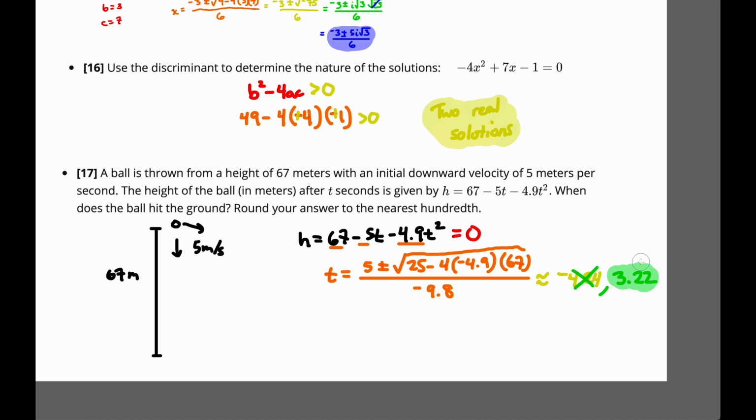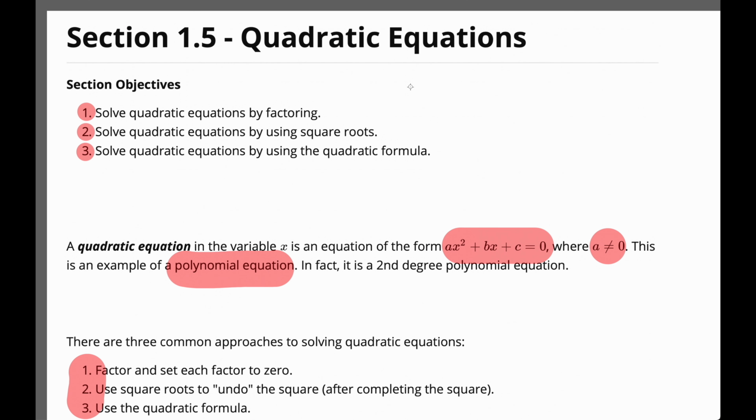Okay, when it hits the ground is when the height is 0, so that's why I set it equal to 0. Once it's set equal to 0, you can see that you can use quadratic formula. So that's a quick overview of solving quadratic equations.